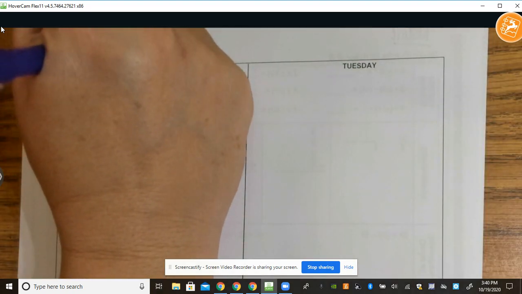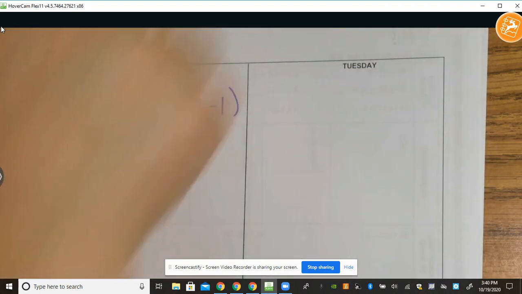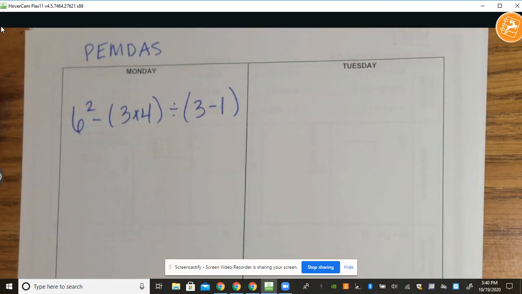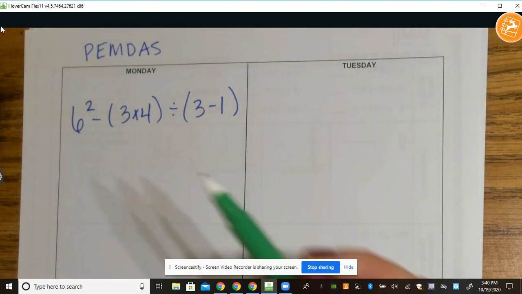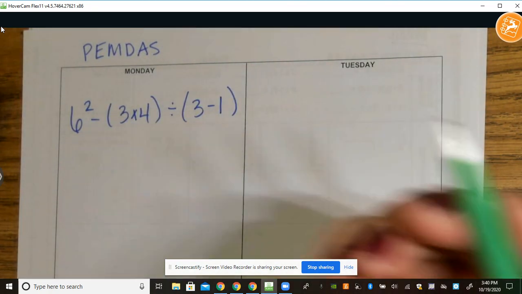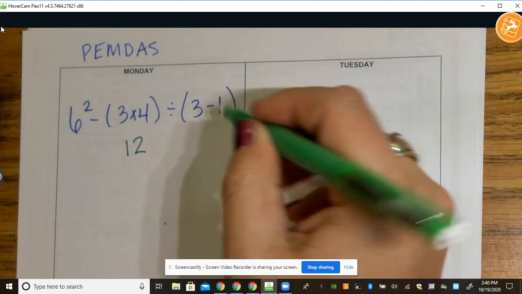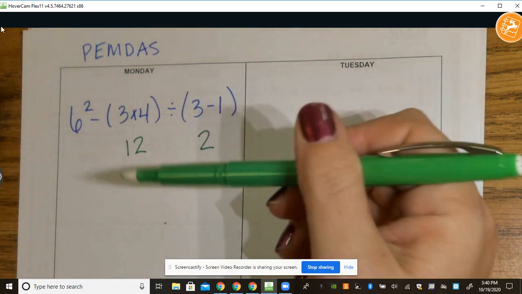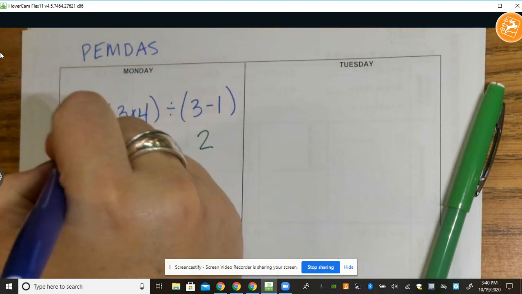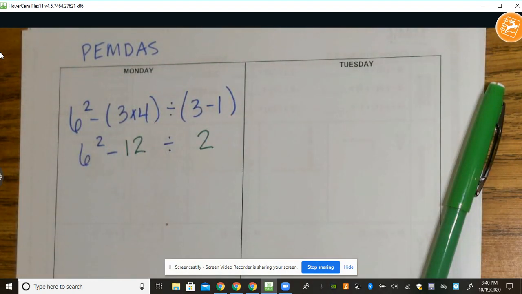Remember our order of operations. We have PEMDAS, same thing. So we first start off with parentheses. I have 2 sets of parentheses, so I can do them at the same time. 3 times 4 gives me 12, and 3 minus 1 gives me 2. Then I'm bringing everything I have not done down: 6 squared minus 12 divided by 2.